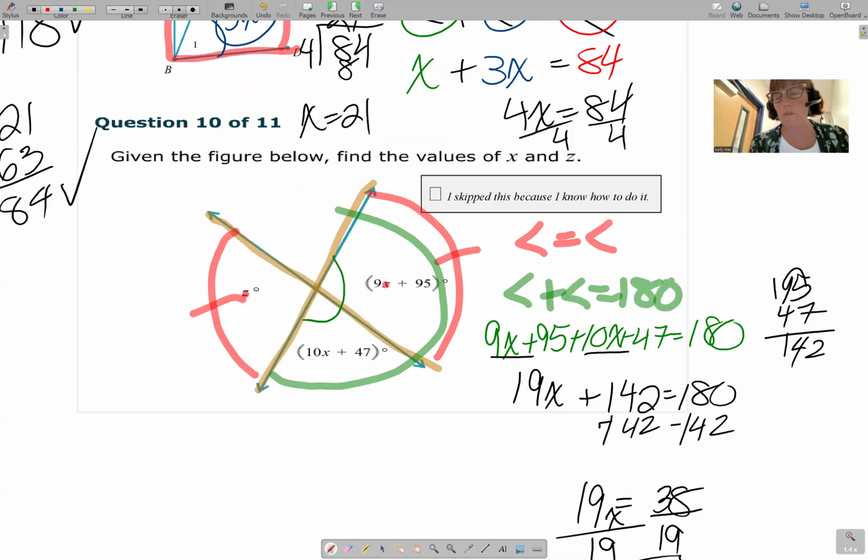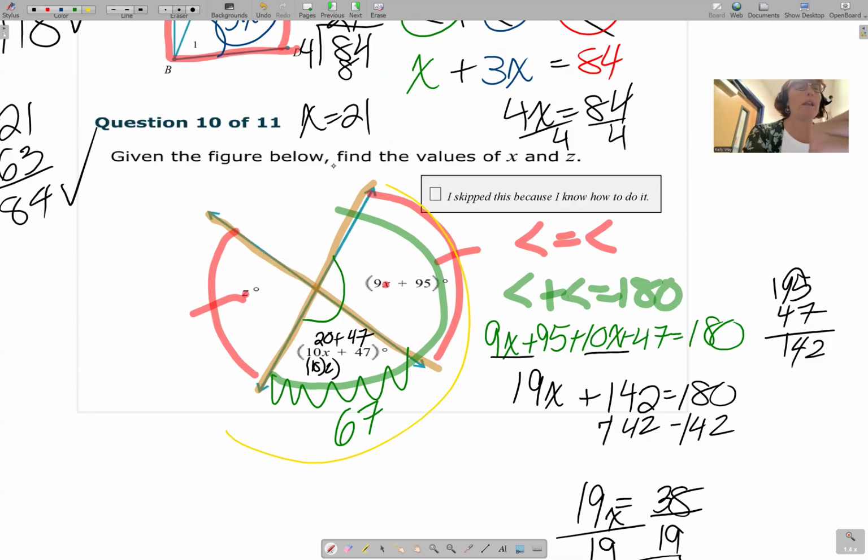Now, don't get all happy once you have the variable, because you need to find everything else. So if x equals 2, 10 times 2 is 20 plus 47. That makes this angle right here 67. You don't have to do the math on the other side. You just know it adds up to 180. So you're going to go 180 minus 67. 180 minus 60 is 120 plus 7 more. That makes this 113. And then you can find everything else. Vertical angles, 113 and 67.